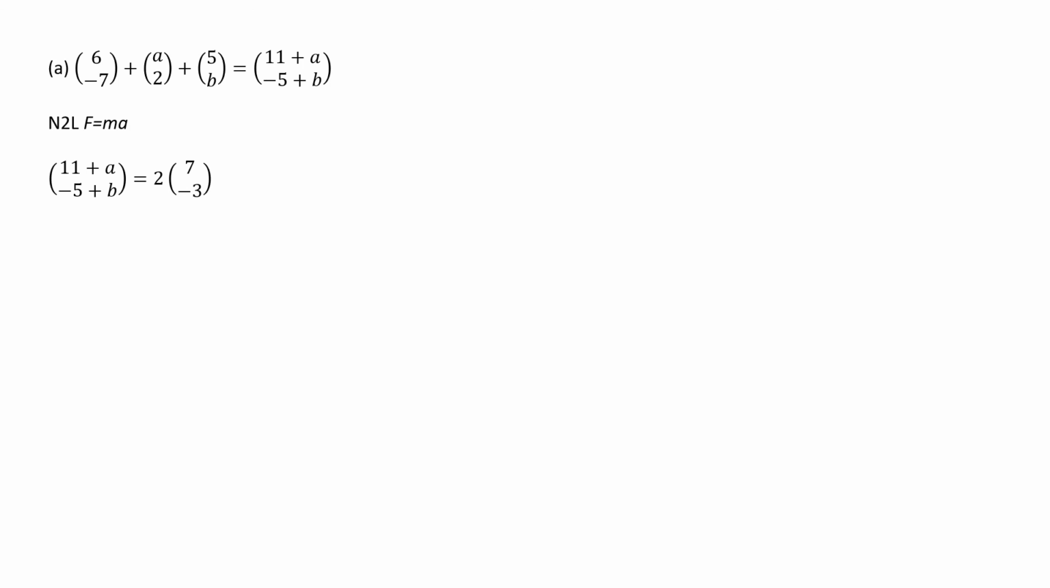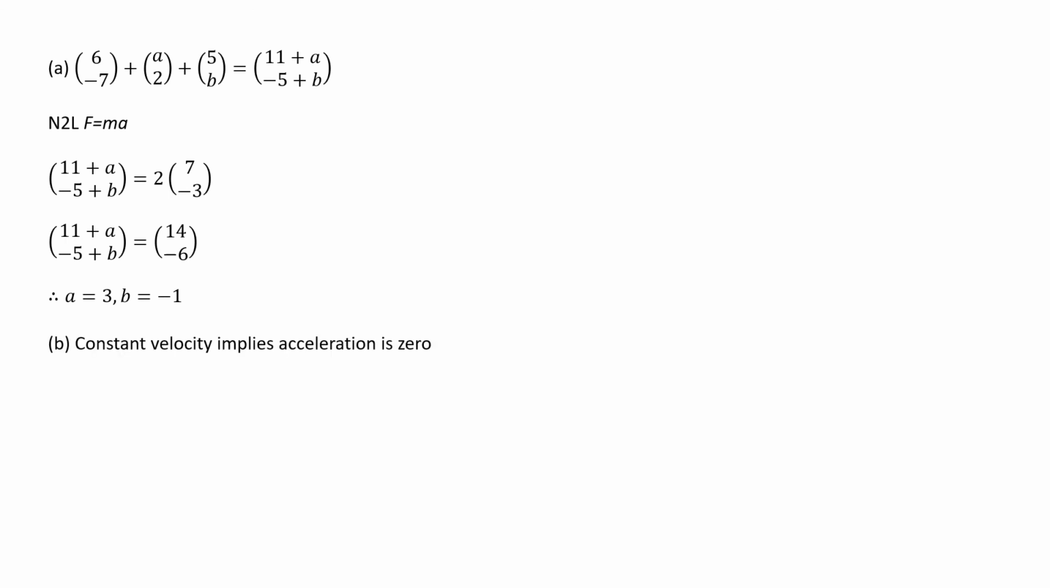So 7, minus 3 added to 7, minus 3 would give me 14, minus 6. So multiplication by a scalar, 2 times 7, 2 times minus 3, it's distributive. So I've got that 11 plus a is equal to 14, and minus 5 plus b is equal to minus 6. So it follows reasonably logically that a has got to be equal to 3 and b is equal to minus 1. Very simple piece of maths, but worth marks in these questions. Easy peasy.